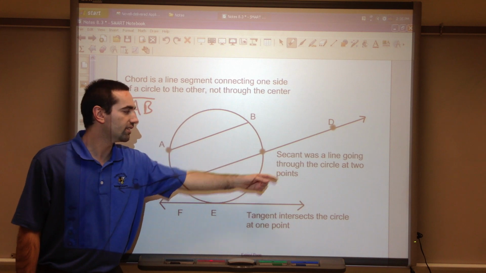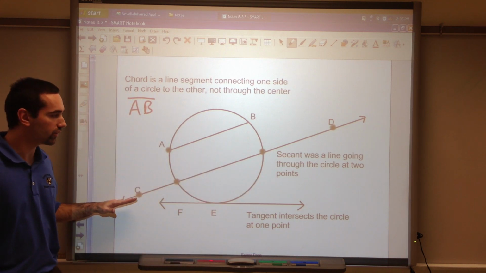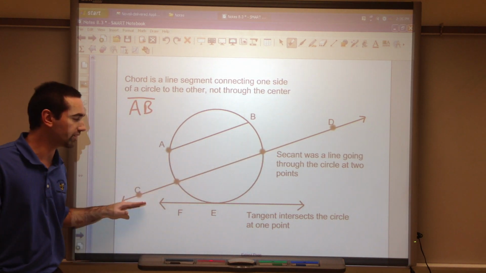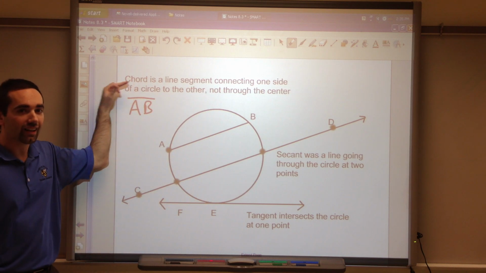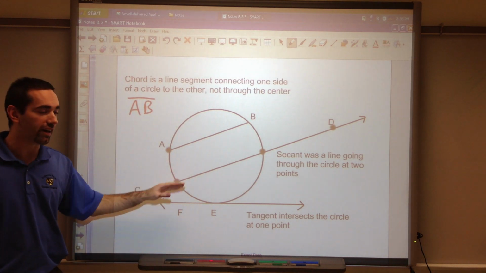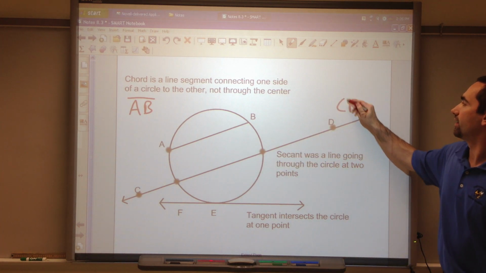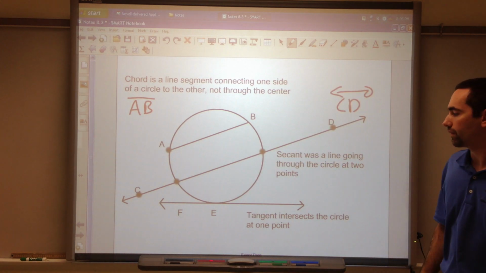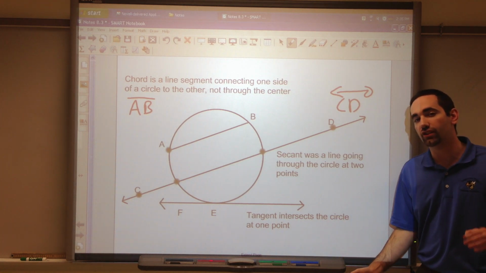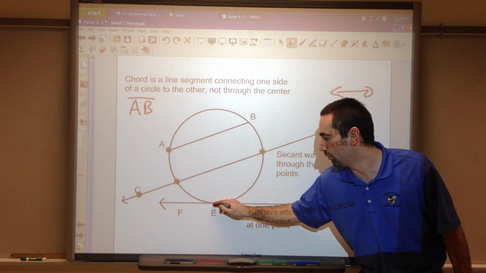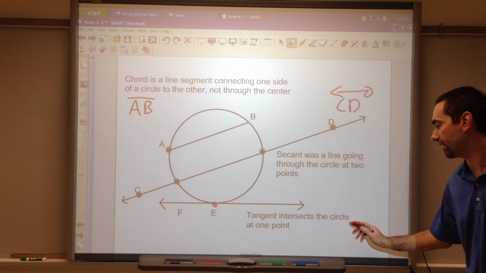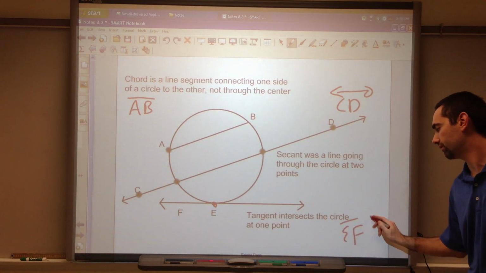A secant is a line going through the circle at 2 points. Note there's a line segment, secant's a line. So the secant is line CD. Tangent intersects the circle at a single point, and it's a line, EF.